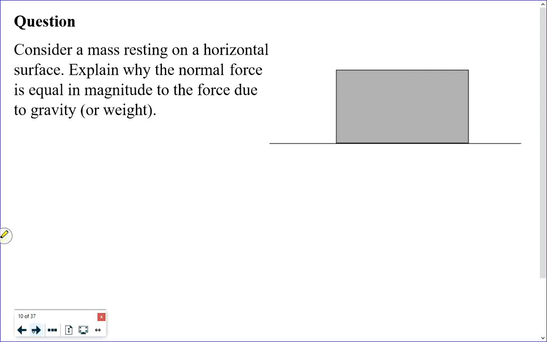Question: consider a mass just at rest on a horizontal surface. Why is the normal force equal in magnitude to the force of gravity? And I've pretty much answered this already. Somebody want to paraphrase what I just said? Ephraim? Right, there's no vertical acceleration, which means the forces vertically must be balanced.